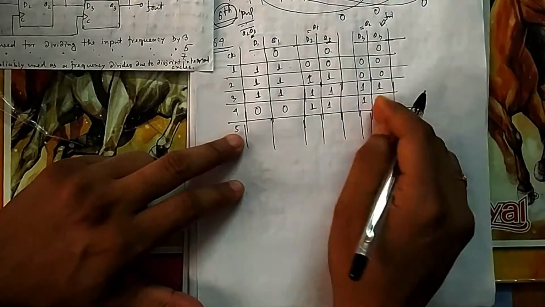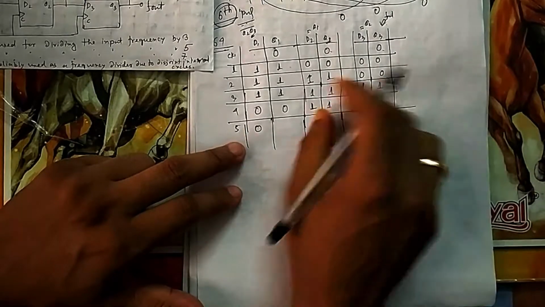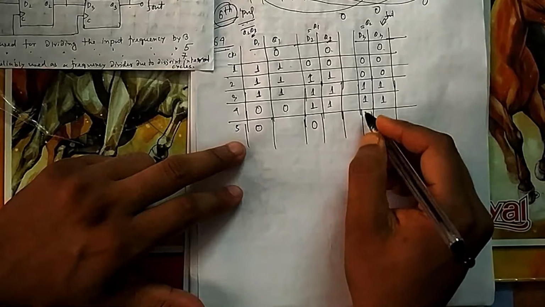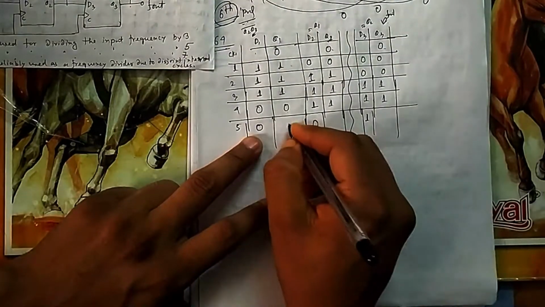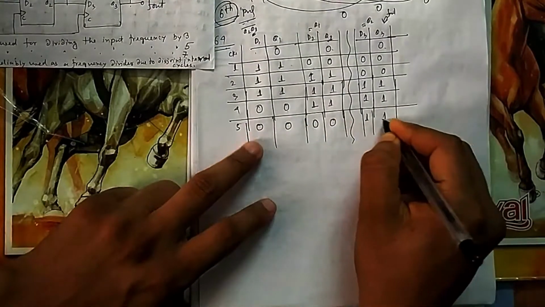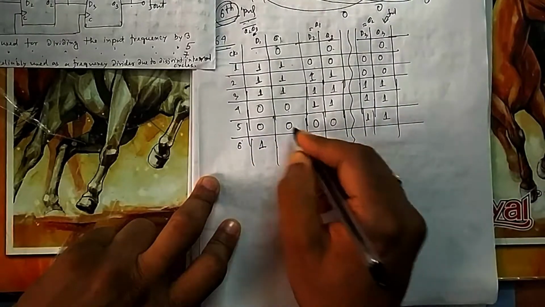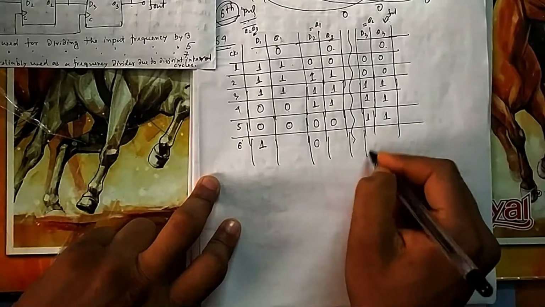Okay, fifth. So it is 1 1, then bar is 0. So it will come to here, and this will come to here. So if you put it, 0 0 1 1. Now if you come to the sixth, 1 0 0, 0 bar is 1. This 0 will come here and this 0 will come here.